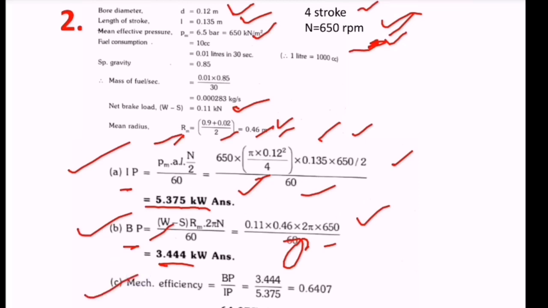Next is mechanical efficiency. After getting brake power and indicated power, brake power by indicated power, 3.44 by 5.37, that is 0.64. So multiply with 100, finally we get mechanical efficiency as 64.07 percent.